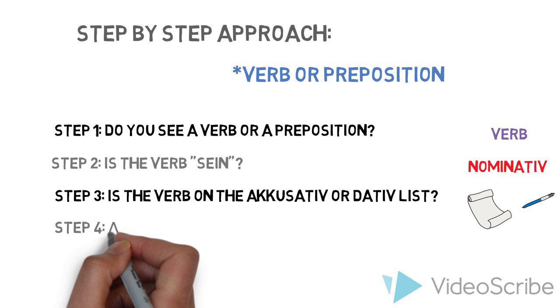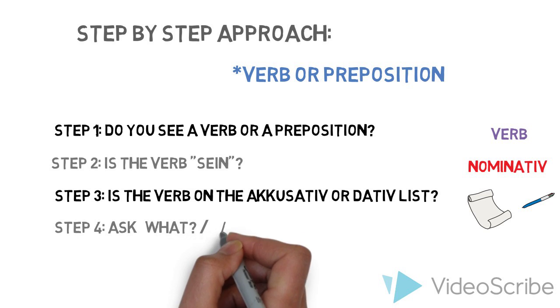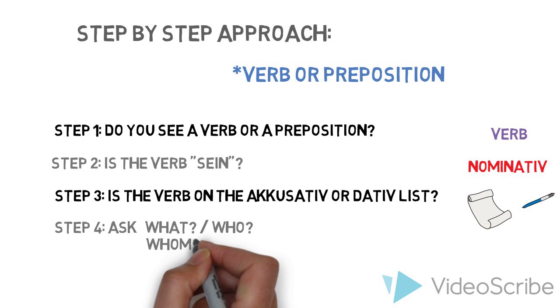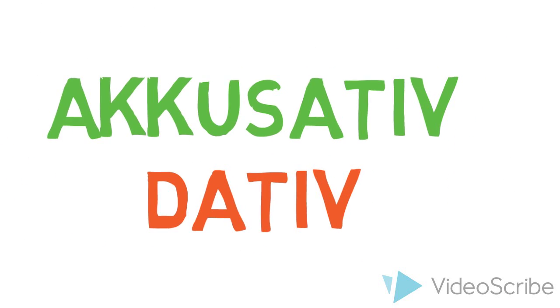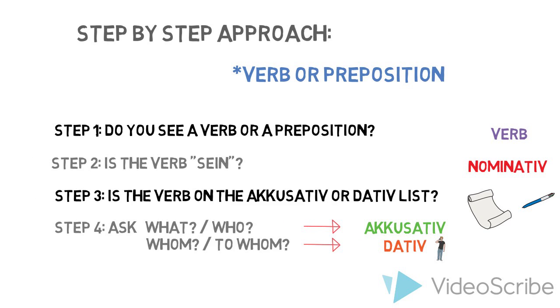Here, just ask two questions. What or who, and whom or to whom. Whatever answers when asking the verb what or who gets declined in accusative. Whatever answers when asking the verb whom or to whom gets declined in dative. Please note, the dative usually refers to a someone. And that's basically it for verbs. You see, it's even easier than I said it would be.